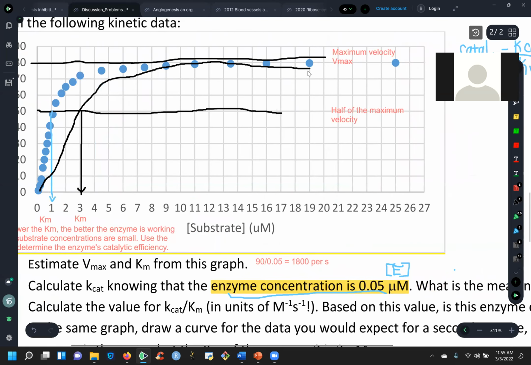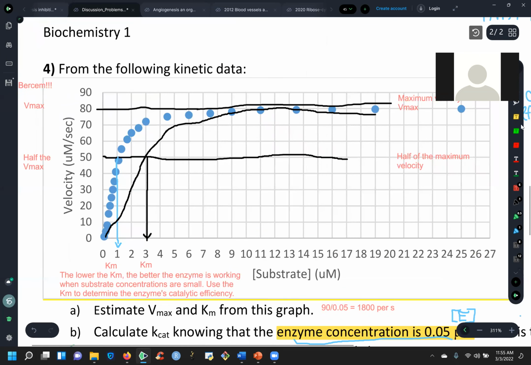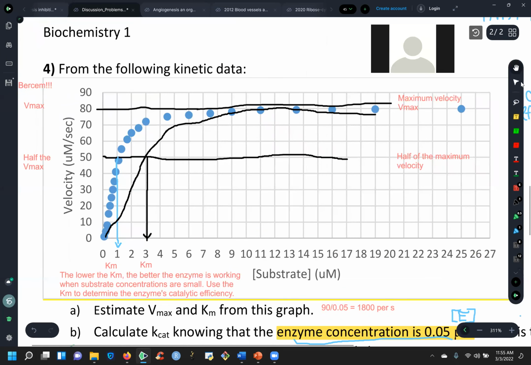And then if we go to 50% of 80, it's actually 40, but on the key, it has it at 50.